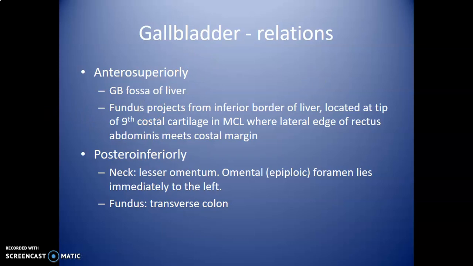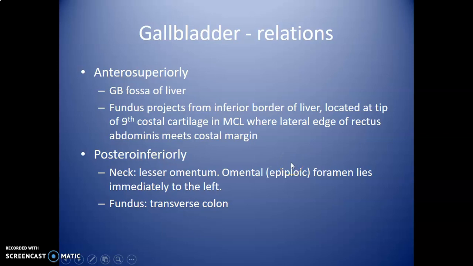So where is the landmark of the fundus of the gallbladder? What's the landmark on the anterior abdominal wall? The fundus is located at the tip of the 9th costal cartilage, mid-clavicular line, where the lateral edge of rectus abdominis meets the costal margin. So on the right side of the abdomen, where you have your 9th costal cartilage, at the mid-clavicular line, you have a portion where the lateral edge of the right rectus abdominis muscle meets the costal margin. That's where you locate the fundus of the gallbladder on the anterior abdominal wall.